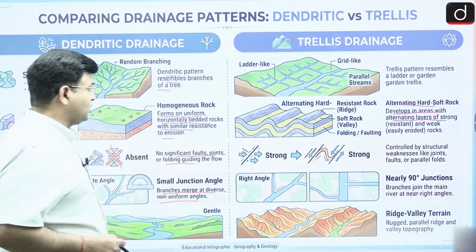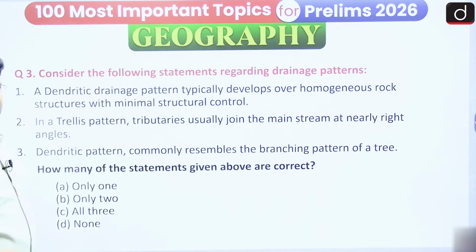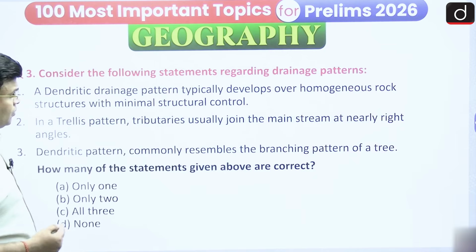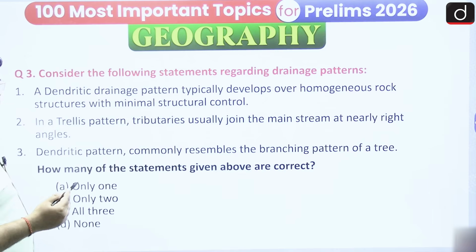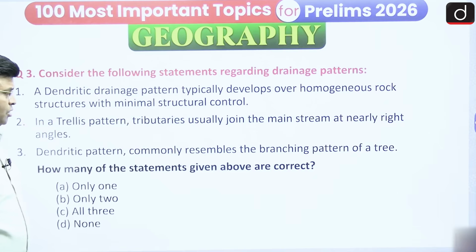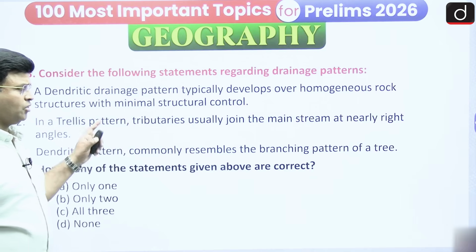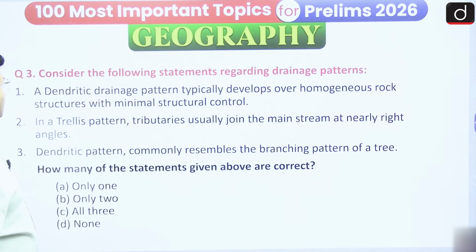So here we have seen dendritic versus trellis. Now consider the following statements regarding drainage patterns. First, a dendritic drainage pattern typically develops over homogeneous rock structure with minimum structural control; you have to say whether it is right or wrong. Second, in a trellis pattern the tributaries usually join the main stream at nearly right angles. Third, the dendritic pattern commonly resembles the branching pattern of a tree. You have to say which of the statements are right.